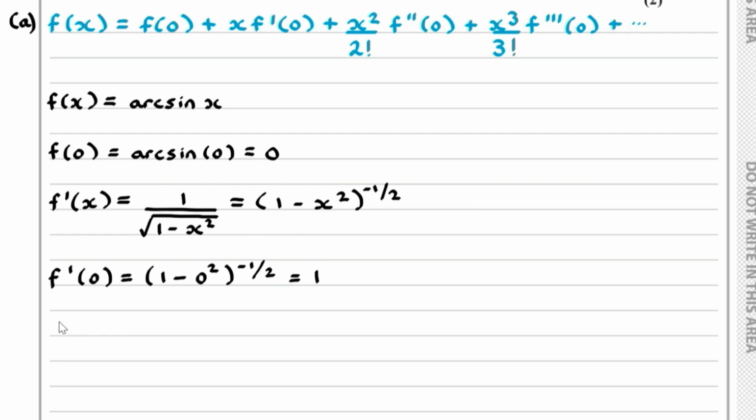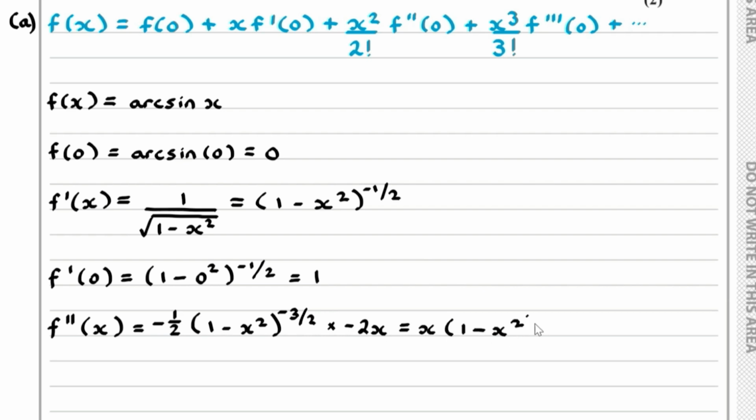If we work out what the second derivative is, using the chain rule, we first of all multiply by the power, and then we have 1 minus x squared. We then subtract 1 from the power, so our power becomes minus 3 over 2, and then we multiply by the derivative of the bracket, which is minus 2x. The minus and the minus cancel out. A half times 2 is 1. So we end up with x lots of 1 minus x squared to the power of minus 3 over 2.